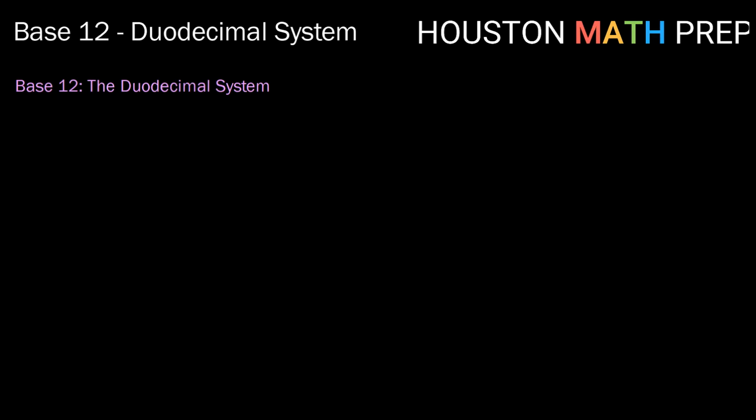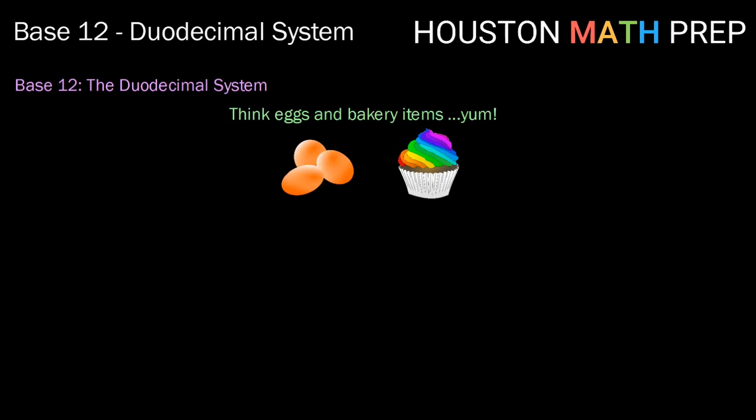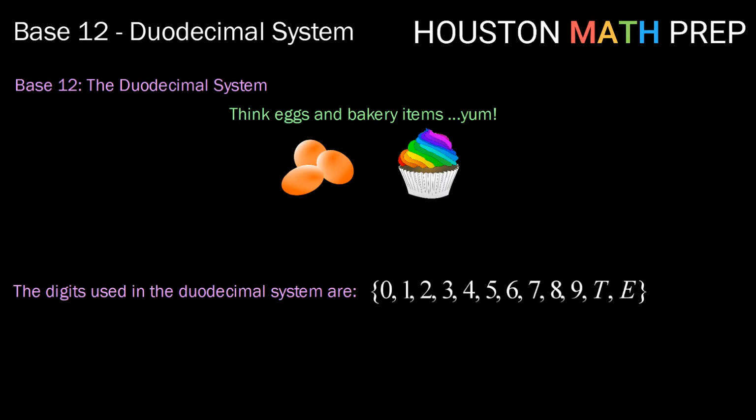In this video, we're going to take a look at the base 12 or duodecimal system. In base 12, we want to think about things in terms of dozens, like eggs and bakery items. The digits used in the duodecimal system are the normal 0 through 9, but then we need a placeholder for 10 and 11. So we use T for 10 and E for 11.